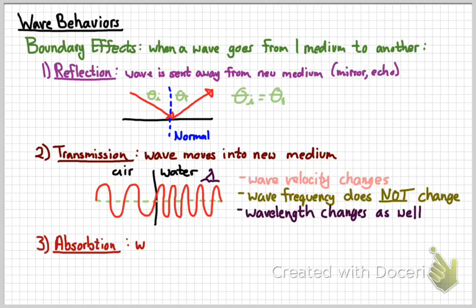The third possibility is absorption. The wave just loses its energy to heat. So if you try to look into a car window on a sunny day, some of the light's reflected. You can kind of see yourself in the window. Some goes through. You can kind of see into the car. And then some would also be absorbed, like the window gets hot because it's been sitting in the sunlight.